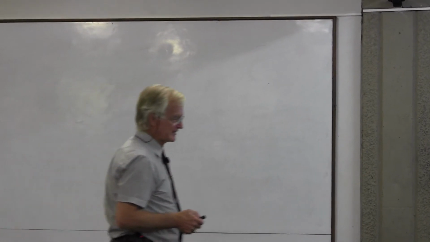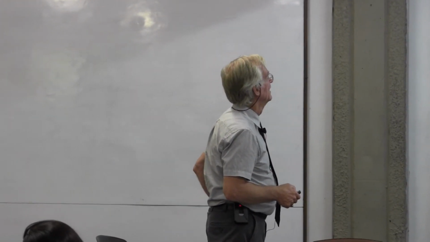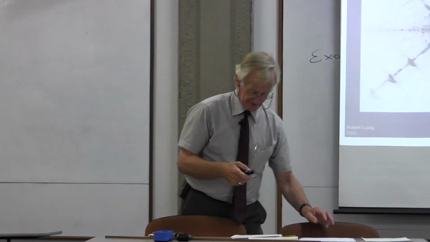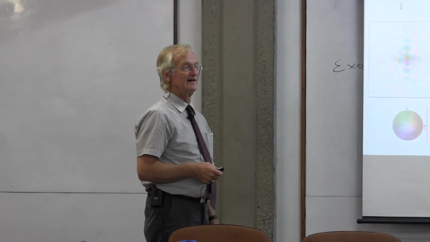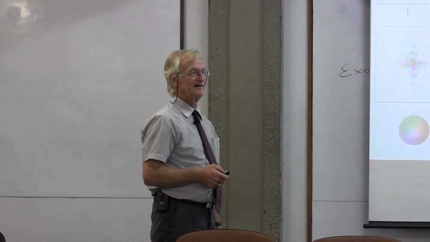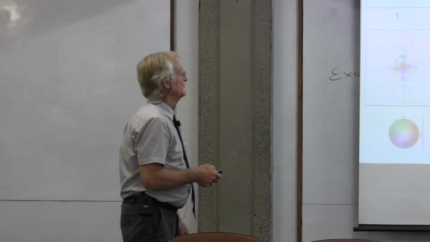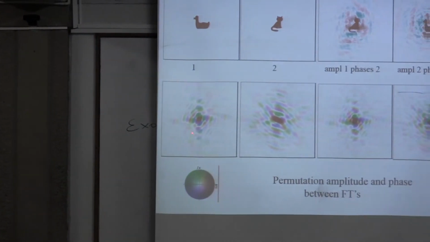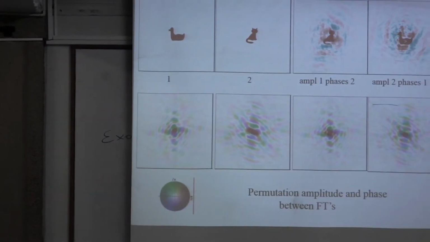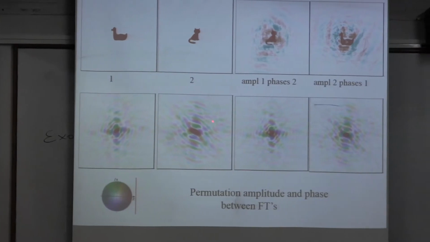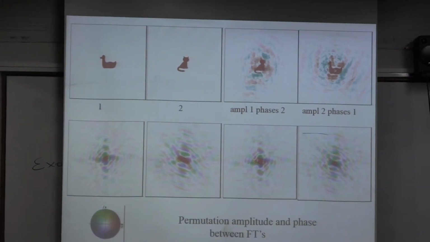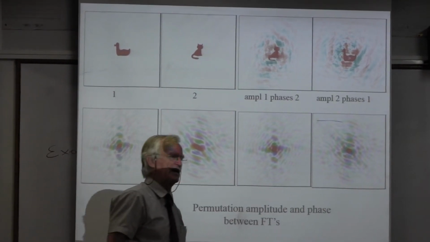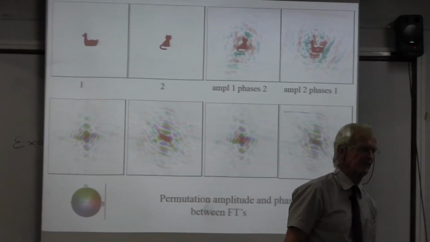I have yet another one. This one was very nice. I have a very nice Fourier transform of duck. In fact, I also have a very nice Fourier transform of cat. And I put them in the cupboard, but I have them as a file of phases and a file of amplitudes.